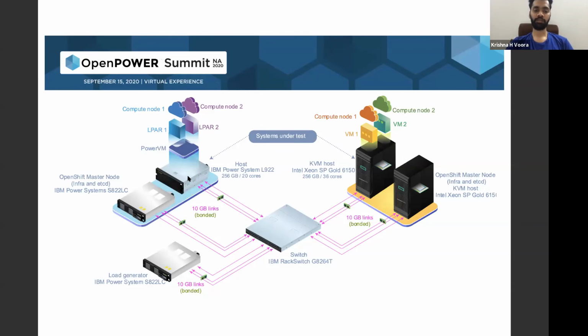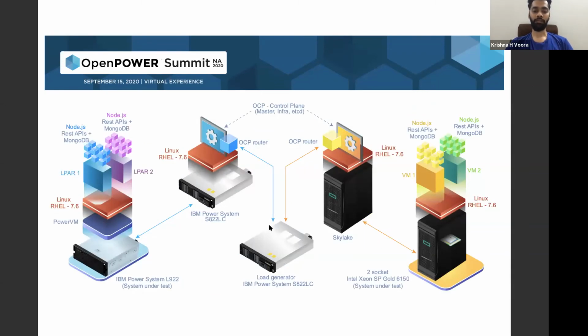The PowerVM resources were equally distributed across logical partitions 1 and 2, that is 128 GB of RAM and 10 physical cores. Whereas on Intel, interestingly, we gave 18 physical cores to VM1 and VM2, and RAM was 128 GB, served accordingly. Let's take a look at the data flow.